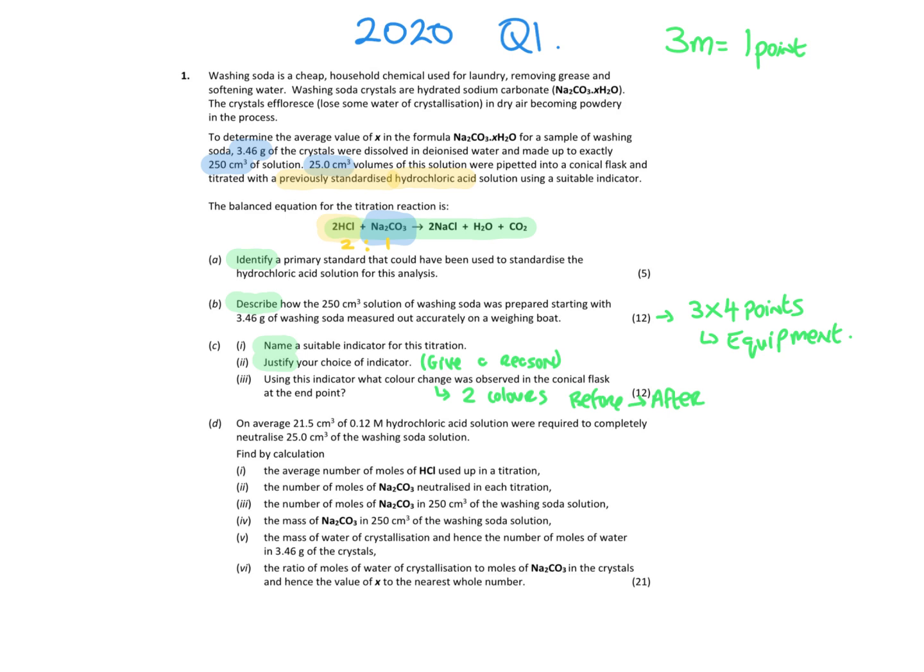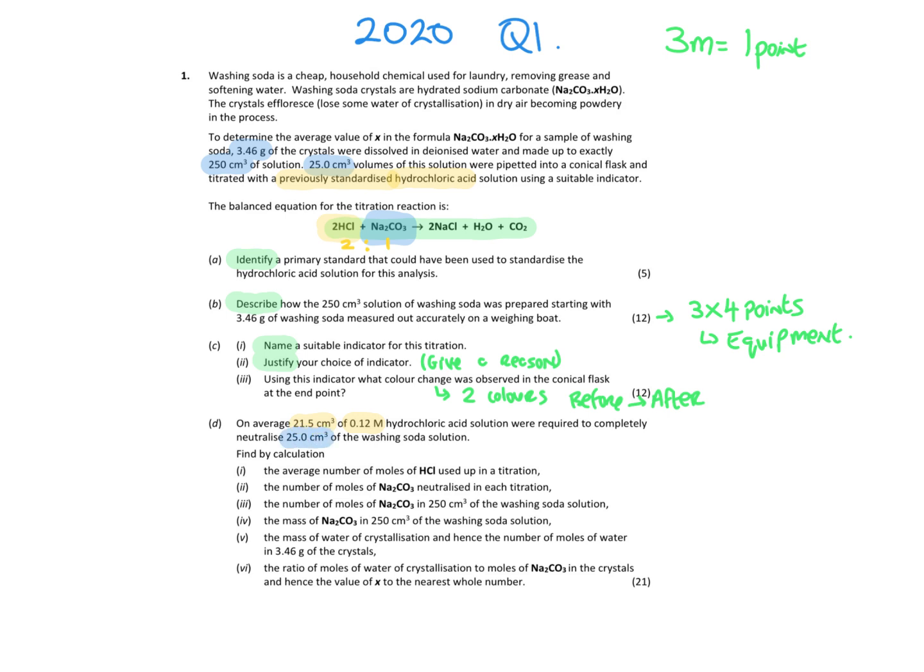Part D then. Part D is the really important part of this question. It's worth 21 marks, so it's worth just over 40% of the question. And what we're looking at here is our calculation. So it says, on average, 21.5 centimetres cubed of 0.12 molar hydrochloric acid were required to completely neutralise the 25 centimetres cubed of the washing soda.